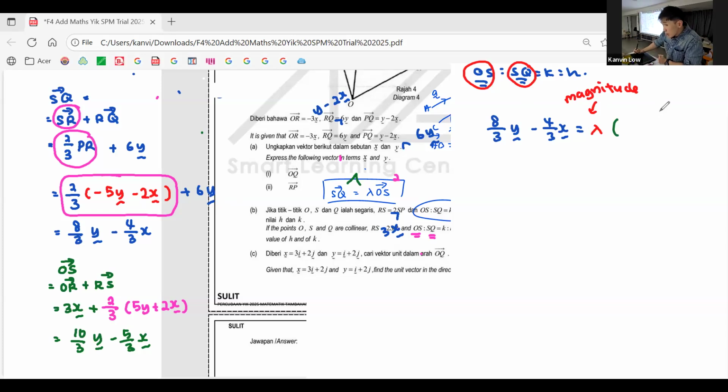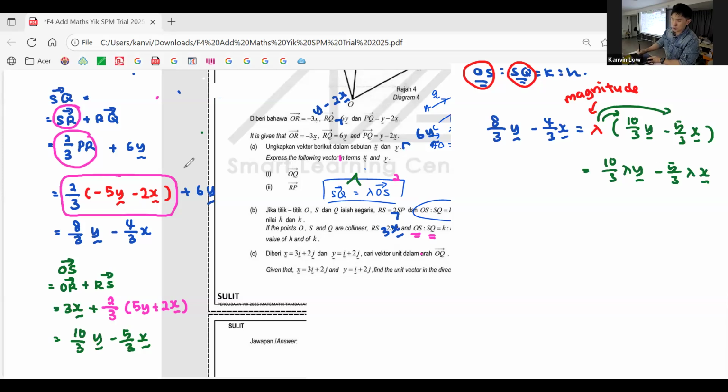You may do that as well, not a problem. You will still get the same answer. Then after that, this one is 10 over 3y minus 5 over 3x. After you multiply the lambda inside, you get 10 over 3 lambda y minus 5 over 3 lambda x equals to the left. Then I compare. Do you get what I mean? So you compare this with this. So you write 10 over 3 lambda equals to 8 over 3. So you move this one, you divide, you get lambda is equal to 4 over 5.